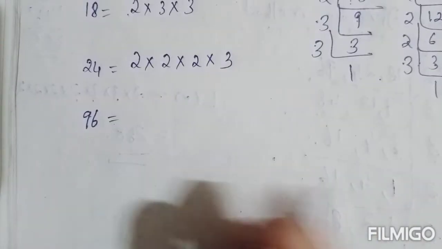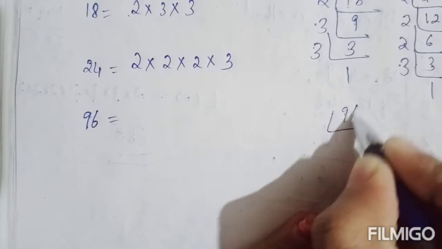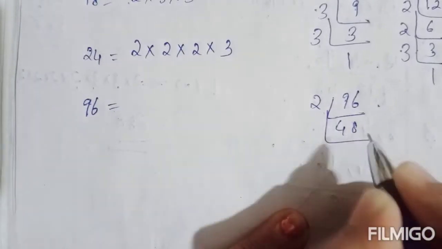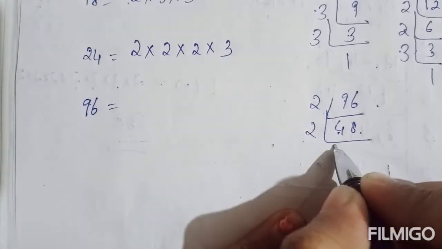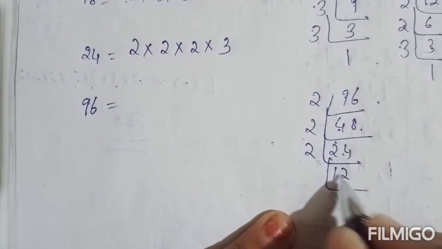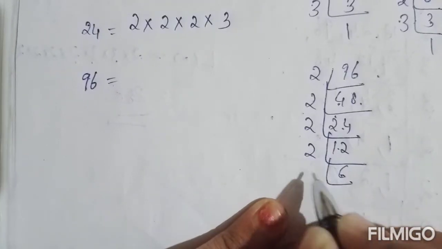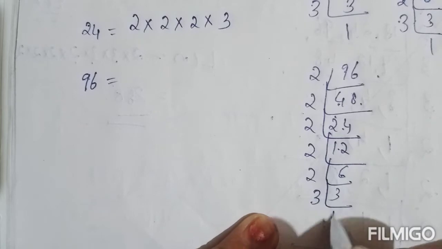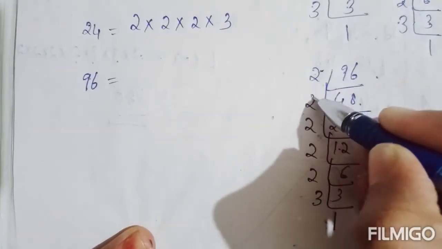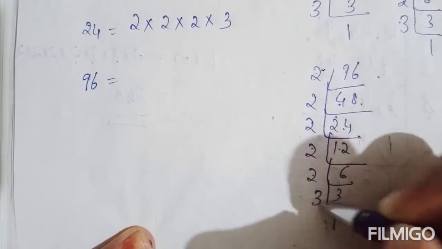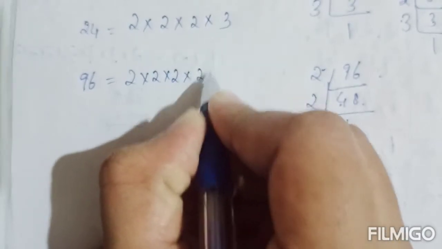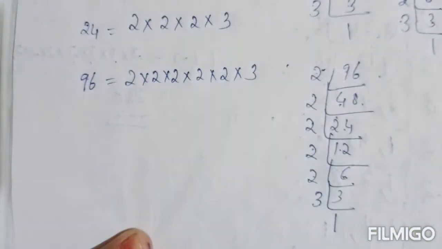Now third number, it is 96. So doing the prime factorization of 96. 96 you can divide by 2, 48. 48 you can divide by 2, 24. 24 you can divide by 2, 12. 12 by 2 it is 6. 6 by 2, 3. 3 by 3, 1. Okay, so 96 how can you write? 2 into 2 into 2 into 2 into 2 into 3.